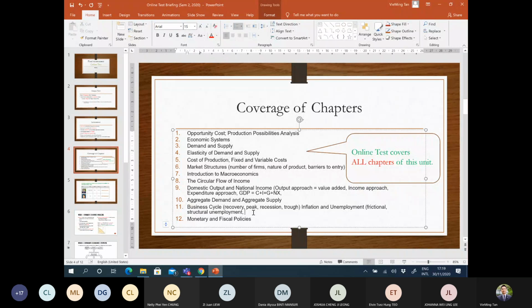Okay, so besides structural and frictional, what else? Cyclical. Okay, cyclical. What is the main reason for cyclical unemployment? Recession. Because of recession, that means when the economic condition is not good, having recession time, this will create unemployment. This type of unemployment is called cyclical unemployment, due to the bad condition of the economy during recession time.